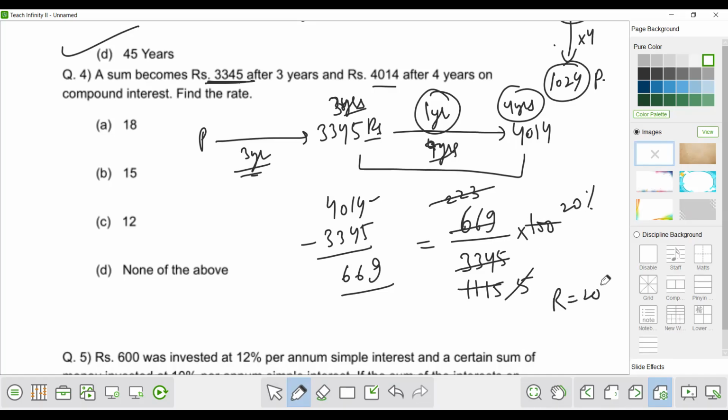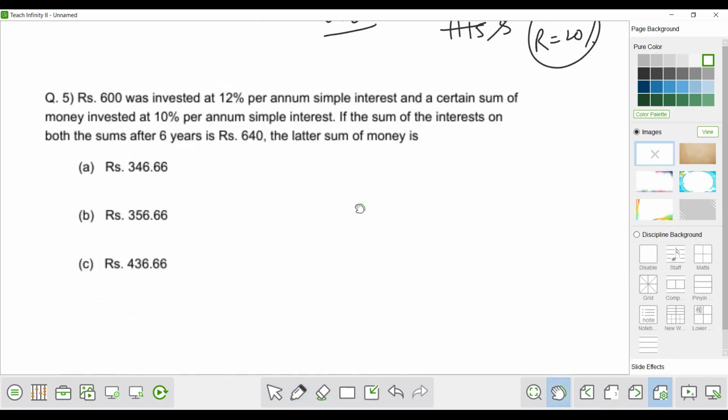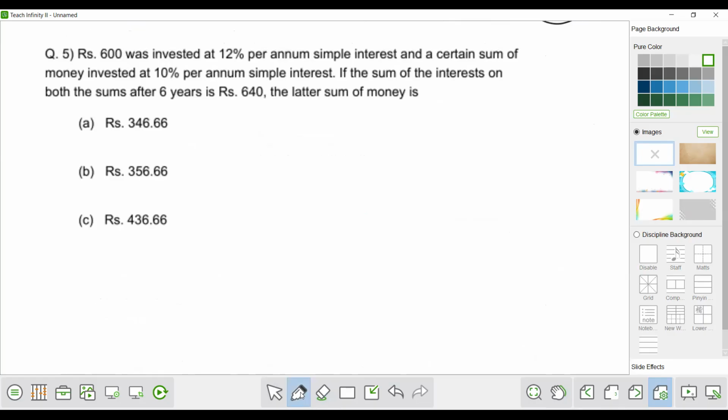So what is our rate? 20%. So we will go with none of the above. Okay, let's move to the next question.